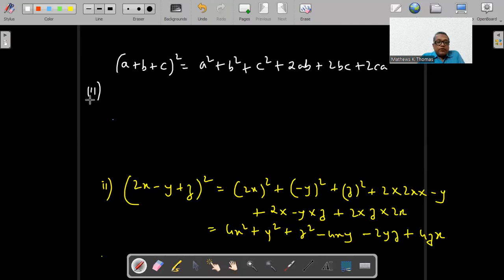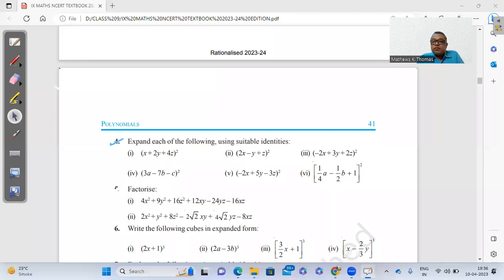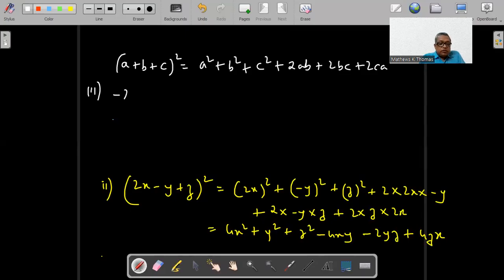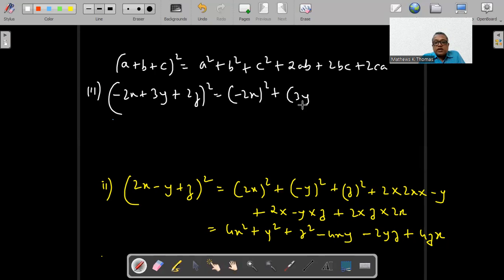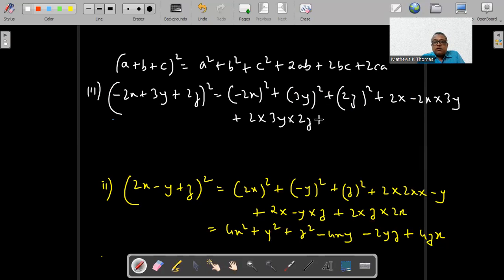Now I'm going to do the third part for you, that is (-2x + 3y + 2z) whole square. So I'm using this identity: a square plus b square plus c square plus 2 into a into b plus 2 into b into c plus 2 into c into a. Here the a value is negative, so wherever there's a, I have put negative.